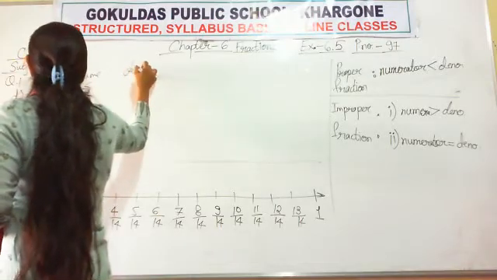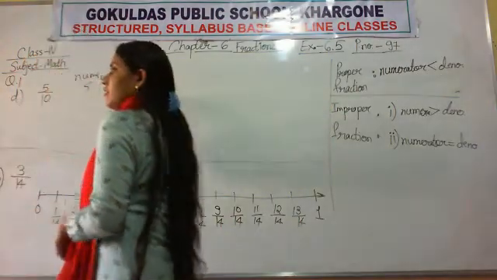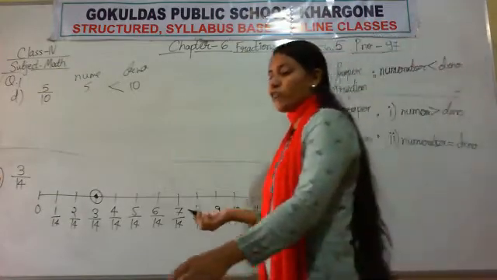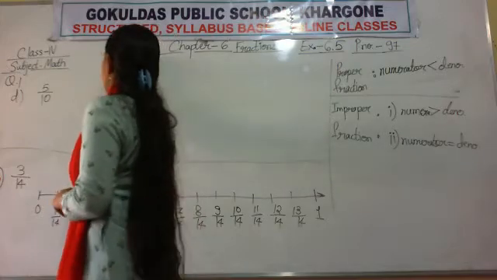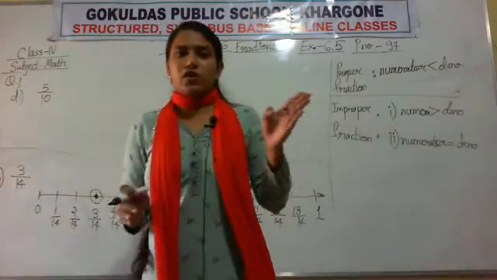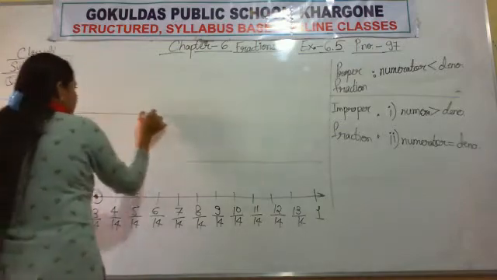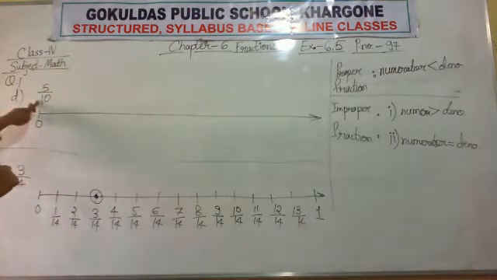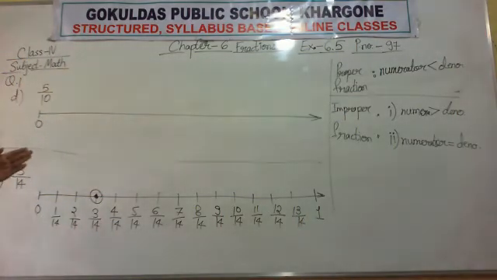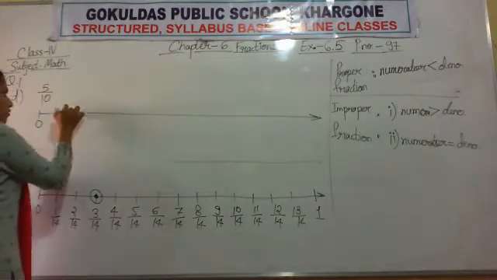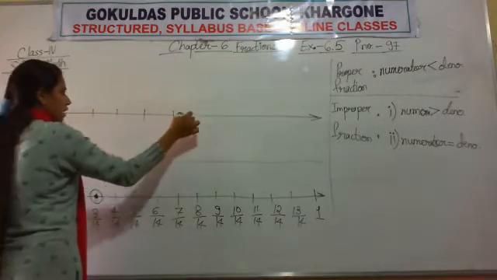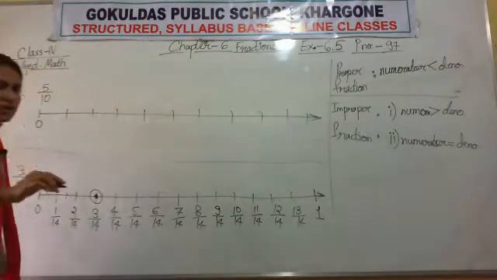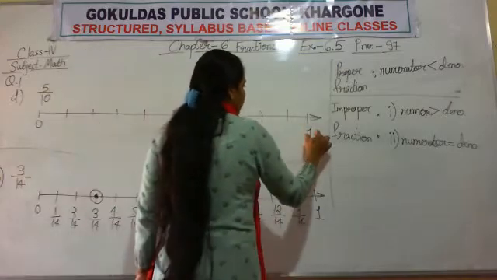The numerator is 5, the denominator is 10. The numerator is less than the denominator, which means it is a proper fraction. And how do we represent a proper fraction? We represent it between 0 to 1. So make a straight number line. The denominator is 10 here, so how many equal divisions will we make? 10 equal divisions. 1, 2, 3, 4, 5, 6, 7, 8, 9 and 10. We have made 10 equal divisions. The last one will be 1.